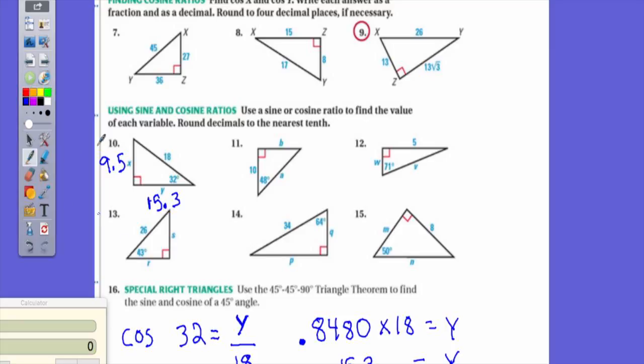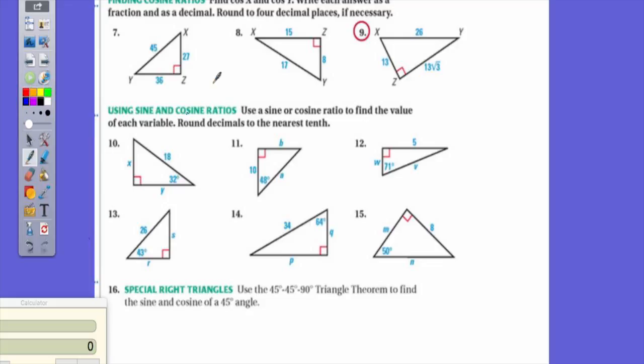Was there a question? Okay, do one more? So I'm going to do number 11. I have 48. I want to find the hypotenuse here. I'm going to find A first, and the only other number I have is 10. So 10 is the adjacent leg to the 48-degree angle, and A is the hypotenuse.